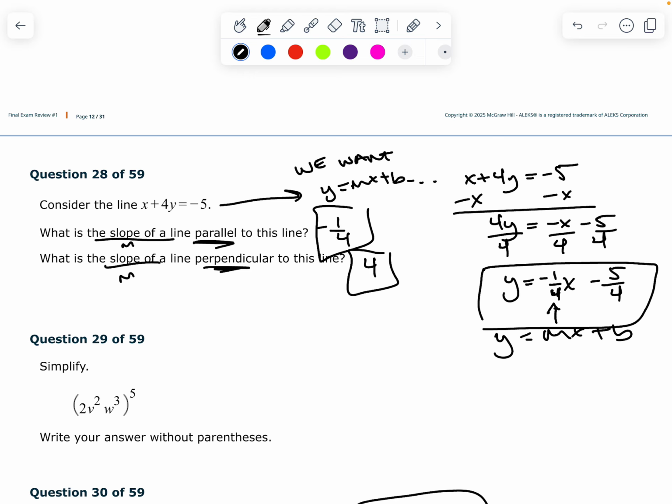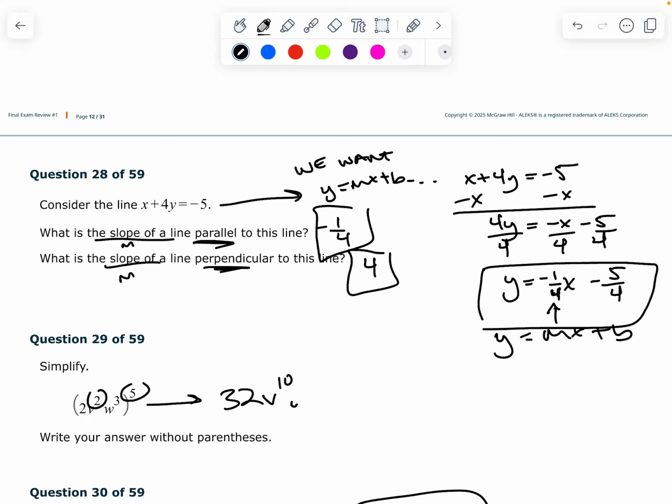All right, question 29, simplify. We've got parentheses. Again, anytime we have parentheses, we want to get rid of those first. We need to distribute this power, and the power needs to go to everything. If you do 2 to the 5 in your calculator, not 2 times 5, but 2 to the 5 is 32. And exponents to exponents, you multiply those. So v to the 10, w to the 15.